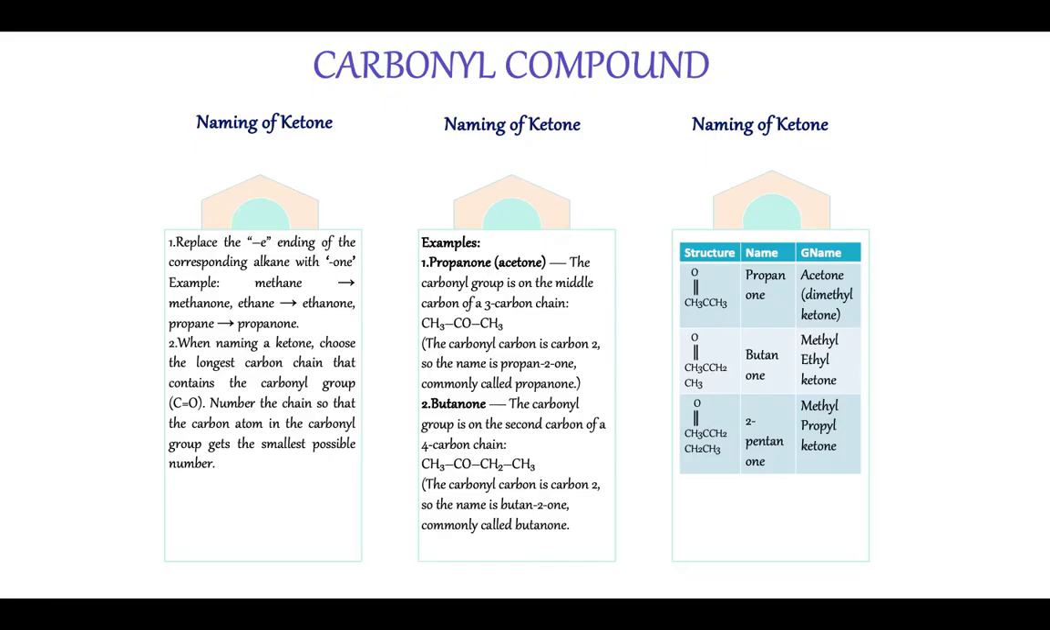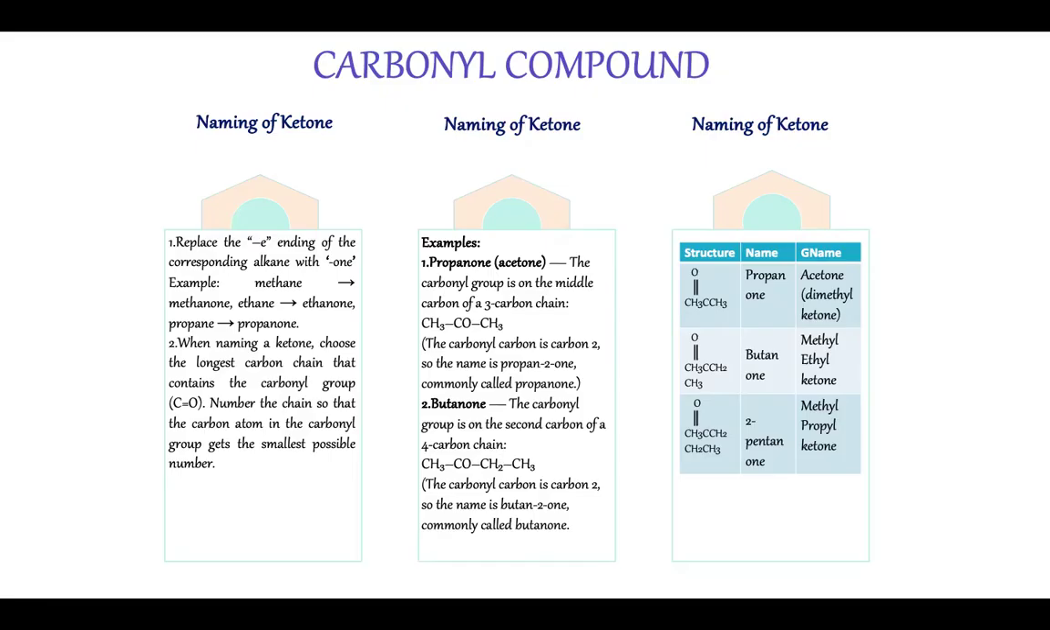Example, propanone, which is acetone: the carbonyl group is on the middle carbon of a 3-carbon chain. For example, CH3-CO-CH3. So the carbonyl carbon is carbon 2, and the name is propan-2-one, commonly called propanone.